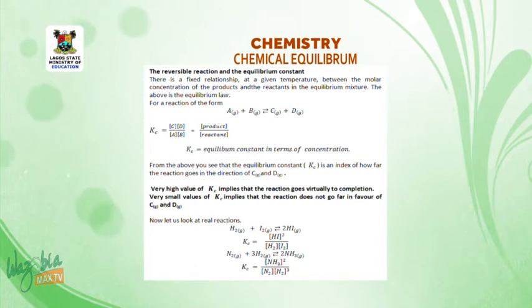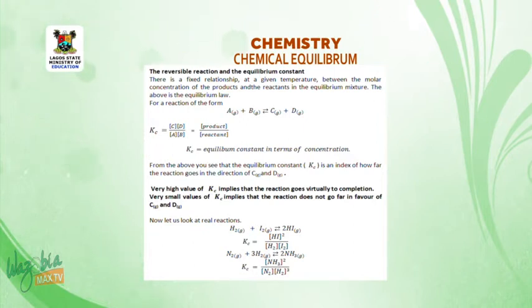From the above, you can see that the equilibrium constant Kc is an index of how far the reaction goes in the direction of C and D. A very high value of Kc implies that the reaction goes virtually to completion. Very small values of Kc imply that the reaction does not go far in favor of C and D.